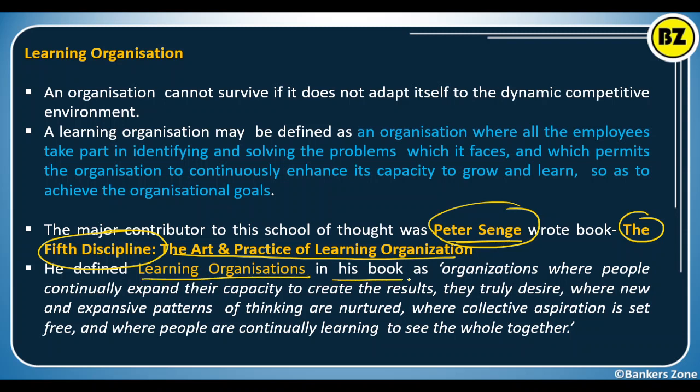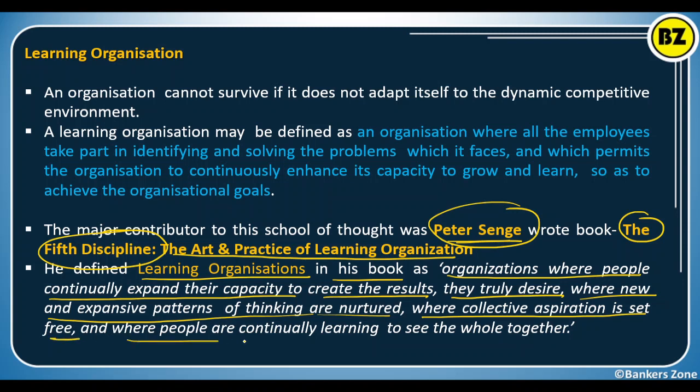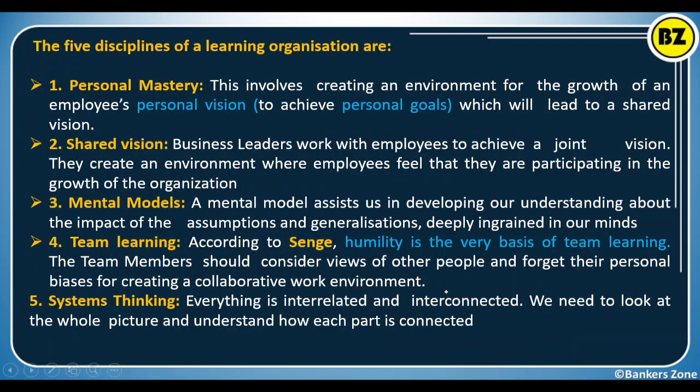How? In his book he wrote that it is an organization where people continuously expand their capacity to create the results they truly desire, where new and expansive patterns of thinking are nurtured, where collective aspiration is set free, and where people are continually learning to see the whole together. So this is the definition written by Peter Senge in his book The Fifth Discipline.